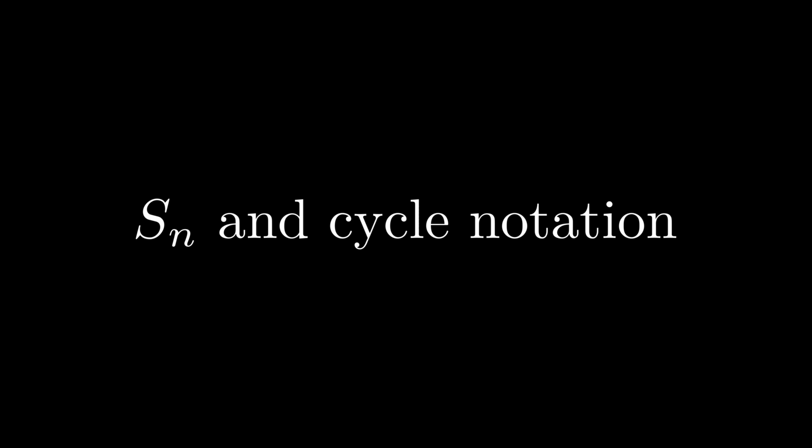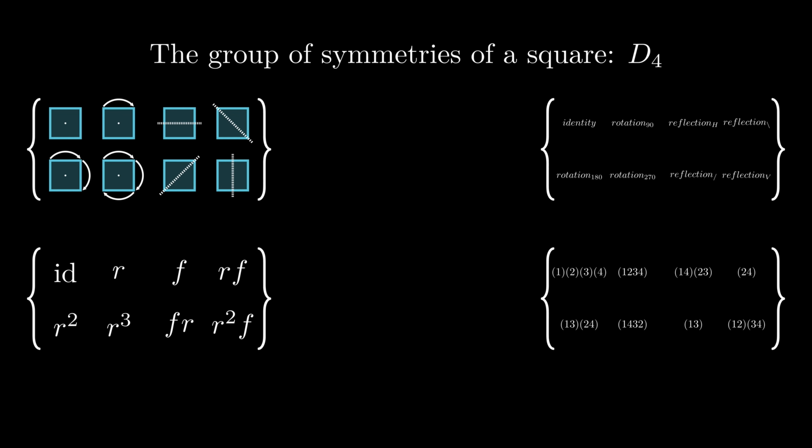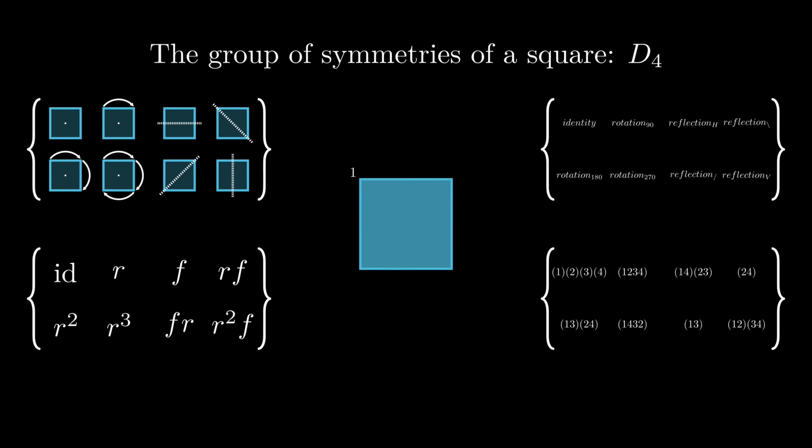Last video, we saw that groups are mathematical objects that describe symmetries. We saw our first group, D4, the group of symmetries of a square. The key idea is that if we mark the corners of a square with numbers, then apply a symmetry from this group, after removing the markings, the square looks exactly the same.